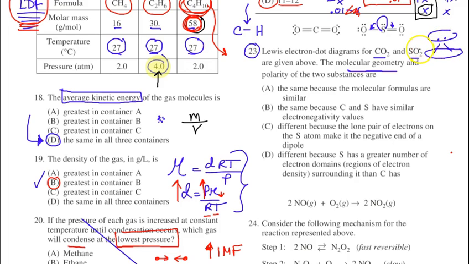So the best answer here, look through the choices. They're the same. The molecular geometry and polarity are the same. No, because the molecular formulas are similar. No. The same because they're not the same. Are different because the lone pair electrons on the S, yes, make it the negative end of the dipole.